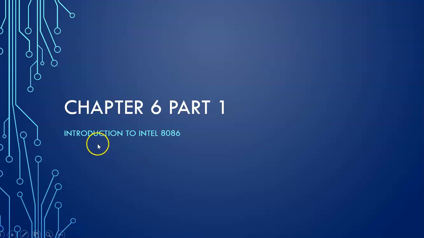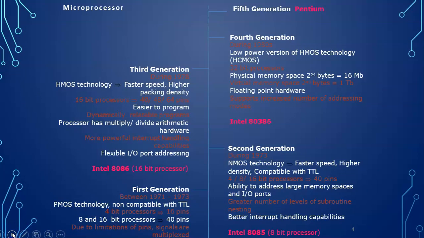For today's class, we will learn chapter 6, part 1, just an introduction to Intel 8086. Okay, before we proceed, let's take a look at the evolution of the Intel microprocessor.